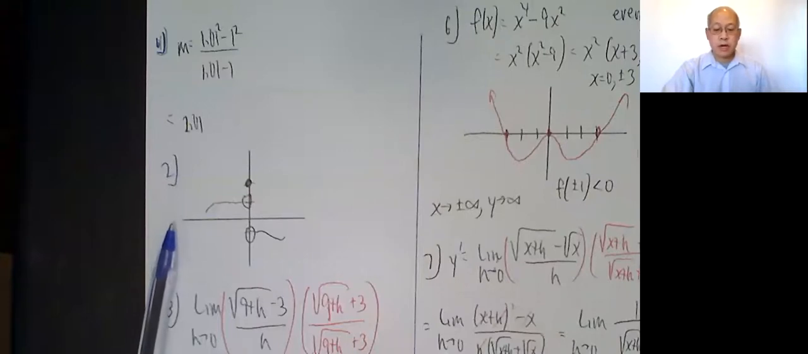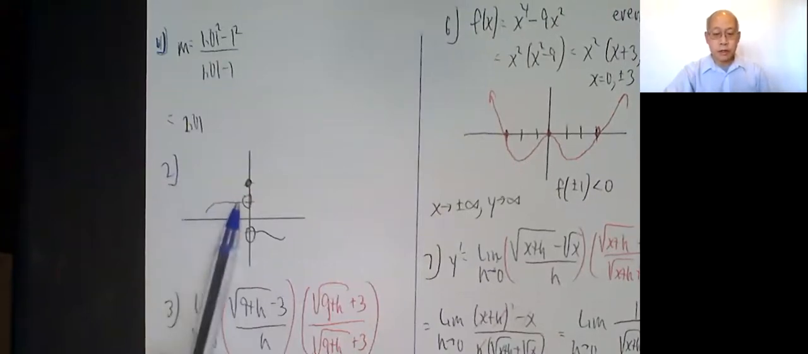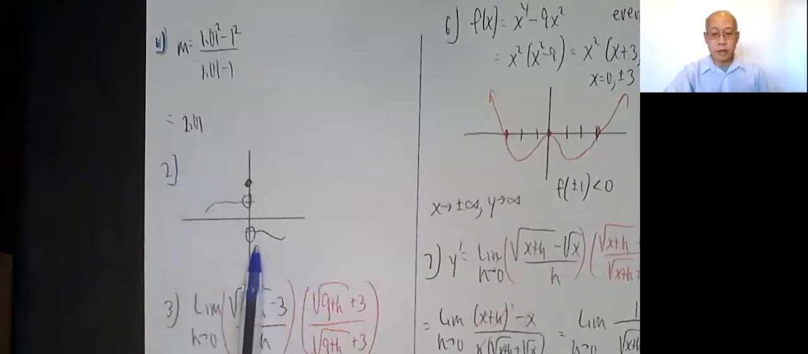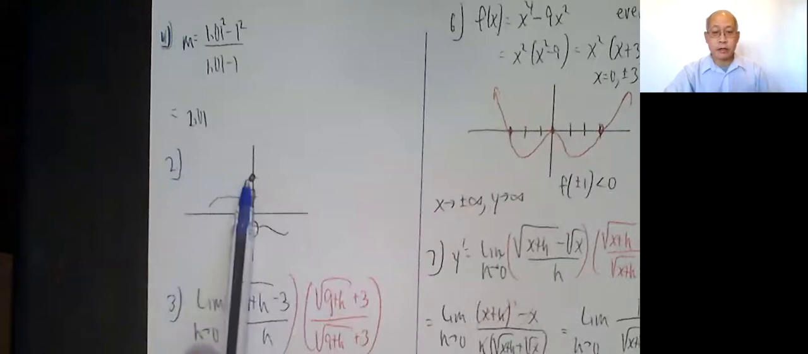Number 2, the limit as x approaches 0 from the left is 1. The limit as x approaches 0 from the right is negative 1. But f of 1 is right at 2.